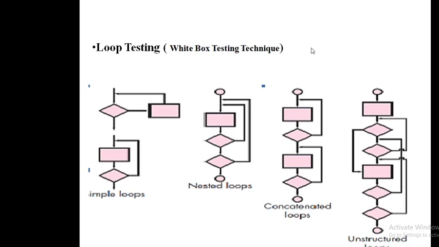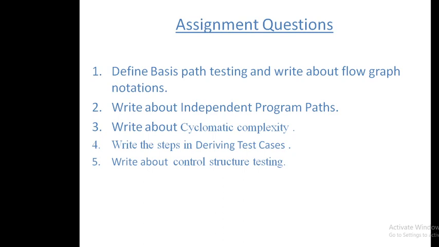So these are the three concepts in control structure testing. Today we discussed two concepts, basis path testing and, second, control structure testing. Based on these two concepts, some assignment questions are given for you. So these are those assignment questions.